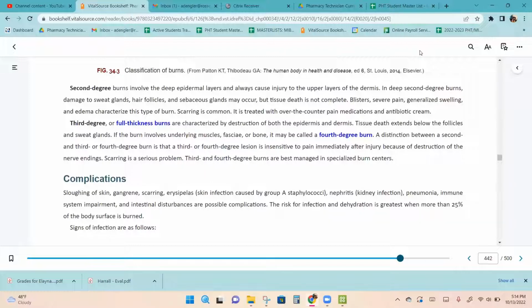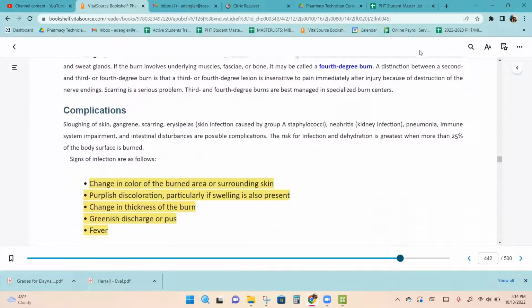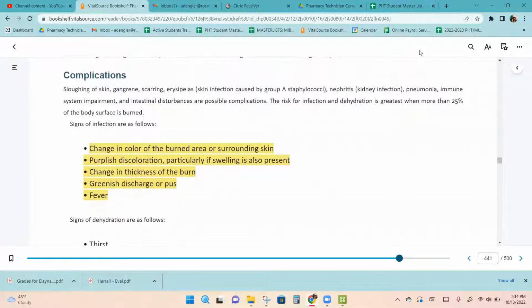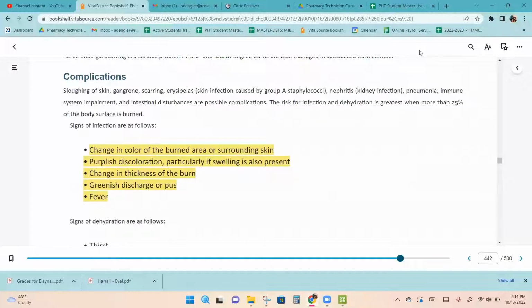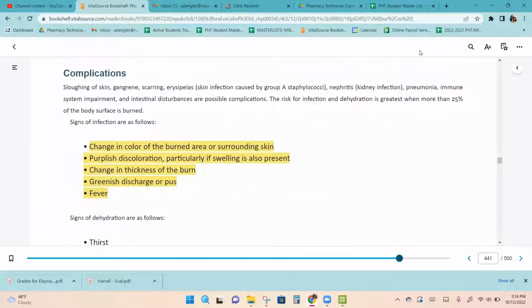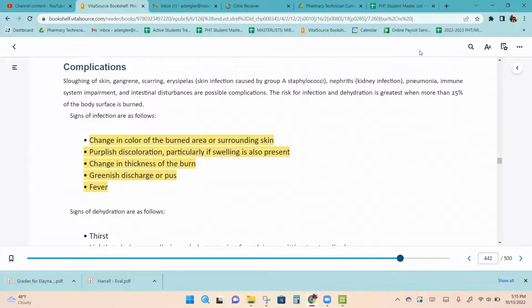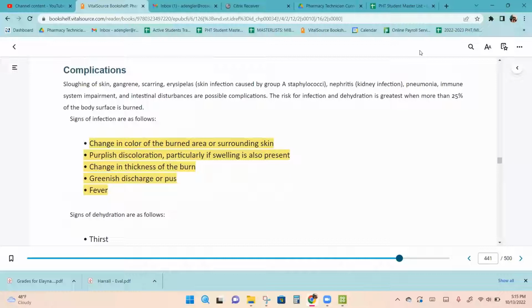Third-degree or full thickness burns are characterized by destruction of both the epidermis and dermis. Tissue death extends below the follicles and sweat glands. If the burn involves underlying muscles, fascia, or bone, it may be called a fourth-degree burn. Sloughing of skin, gangrene, scarring, erysipelas, which is a skin infection caused by staphylococcus, nephritis, which is kidney infection, pneumonia, immune system impairment, and intestinal disturbances are all possible complications.